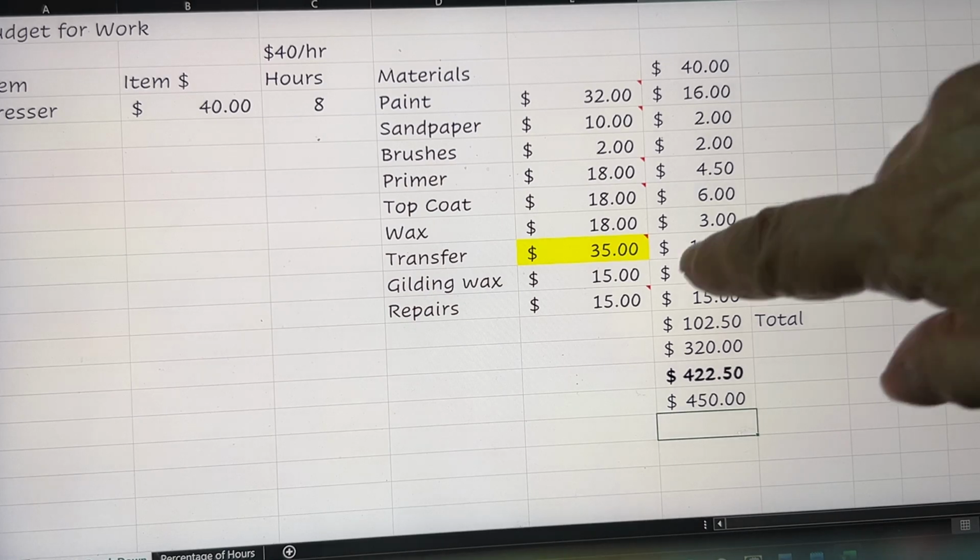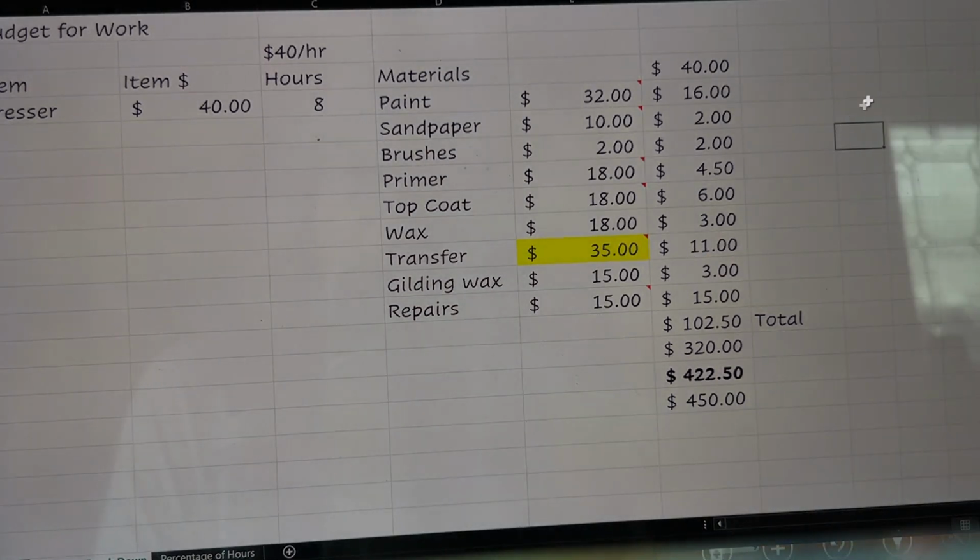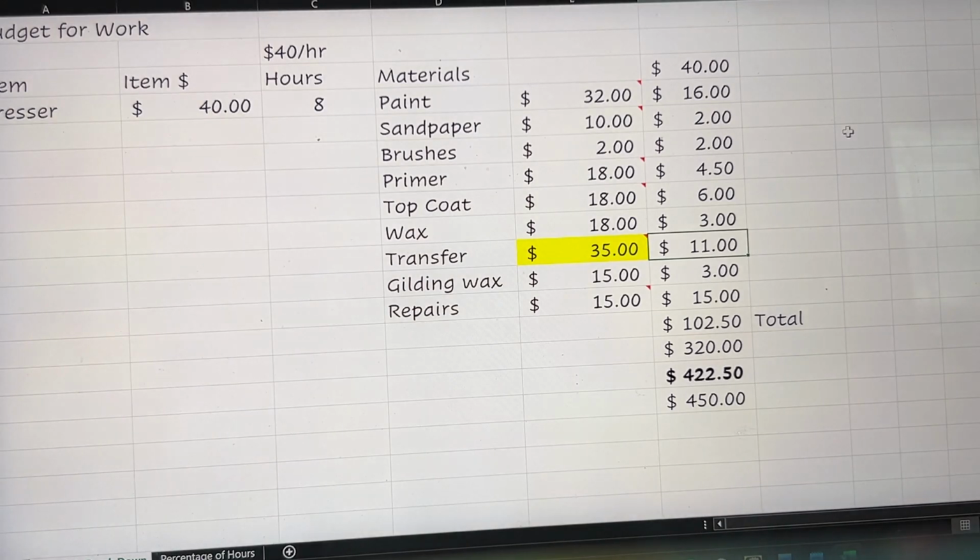But even if you did, let's change this to 35, and it would go up to $446.50. So if you round up to $450, you'll still be covered. You're not losing any money. So I just wanted to show you that.